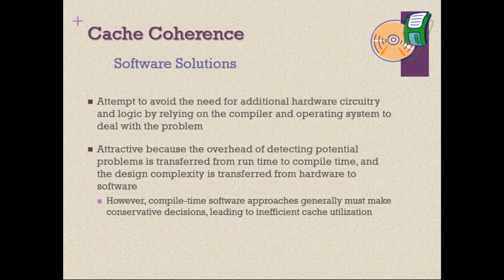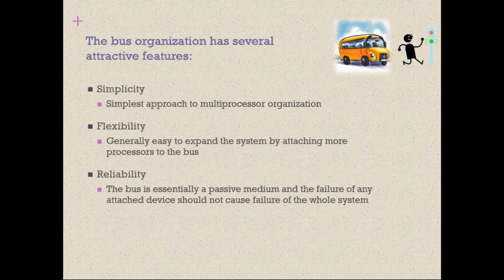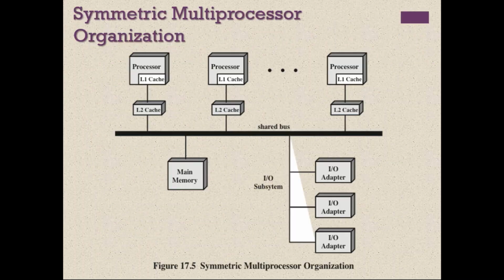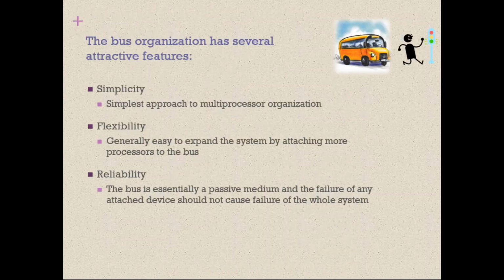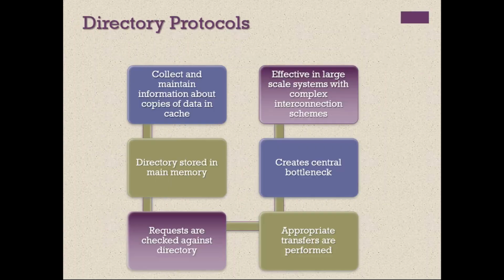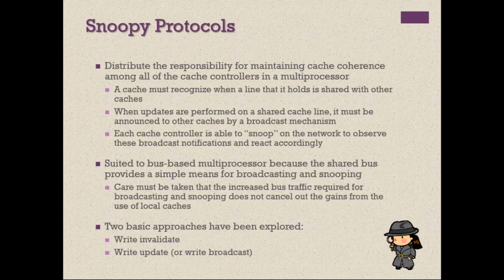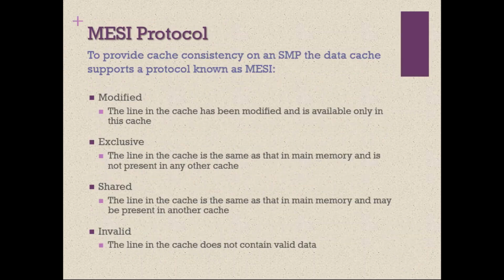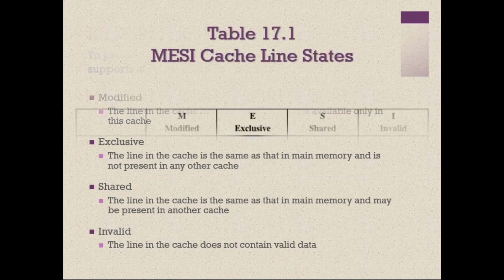Before that, we discussed symmetric multiprocessors. In a symmetric multiprocessor, you are supposed to use cache so that the bus utilization will be minimized. But when you use cache, it leads to a problem called the cache coherence problem, and we discussed different approaches to deal with it. But the one we discussed in detail is the MESI protocol.